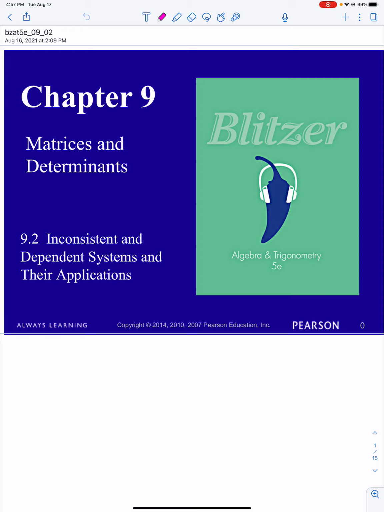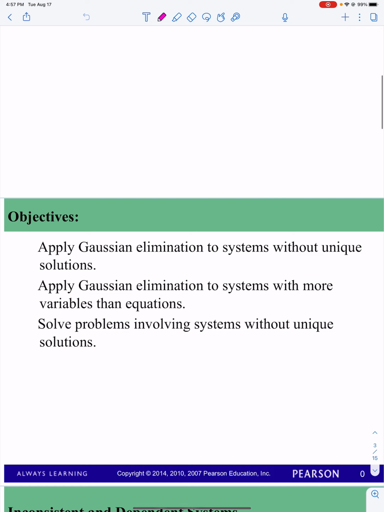Okay, so in this section we want to talk about inconsistent and dependent systems and their application. We will apply Gaussian elimination to a system without unique solutions, or with more variables than equations. Without unique solutions means, what happens? There may be no solution. More variables than equations, what does this mean? Infinitely many solutions. So we want to solve problems involving systems without unique solutions.